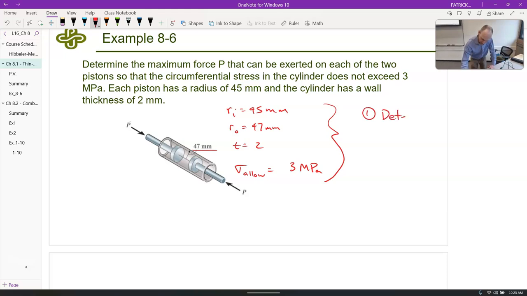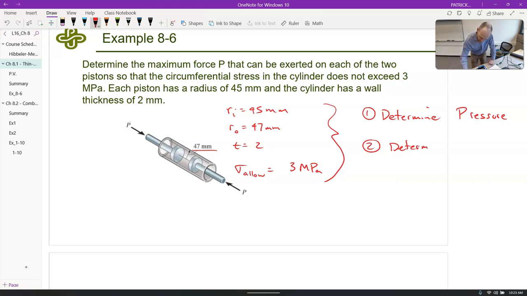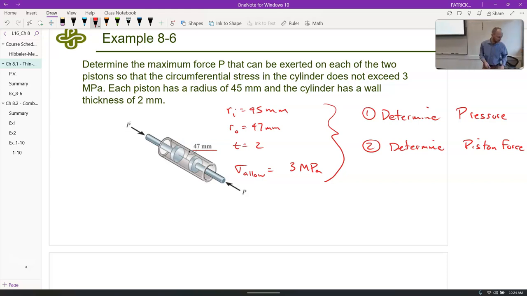We want to use this information to first determine the pressure, and then two, determine the piston force. So with those two equations, sigma 1, sigma 2, we've got enough information. You should be able to evaluate that to determine pressure, that basic information. So why don't you take a couple minutes and work on that first problem.